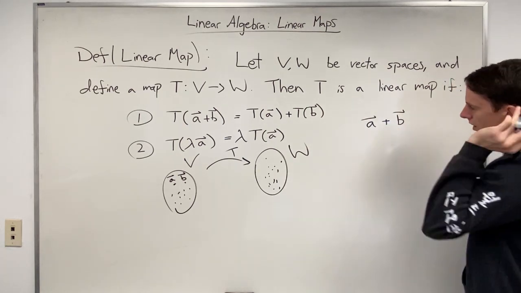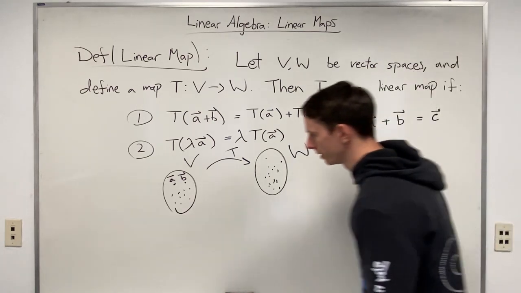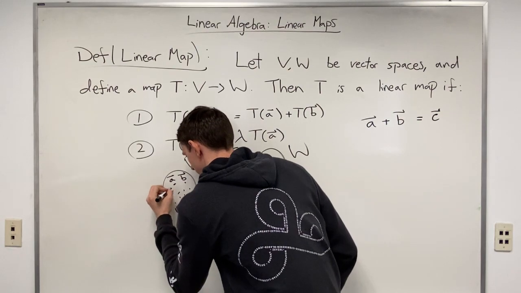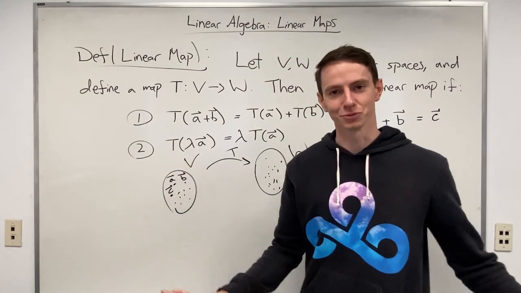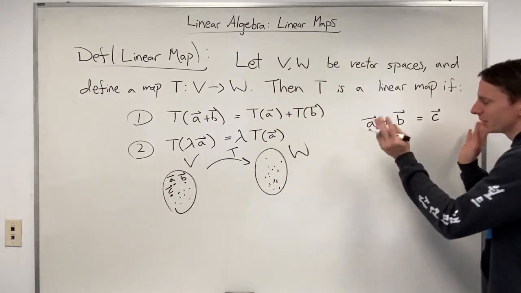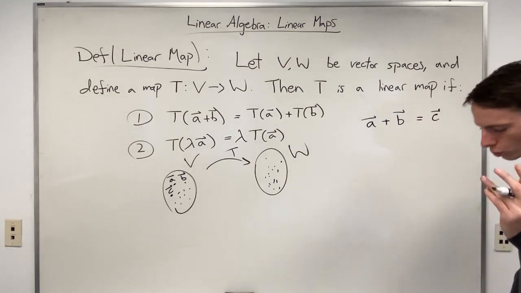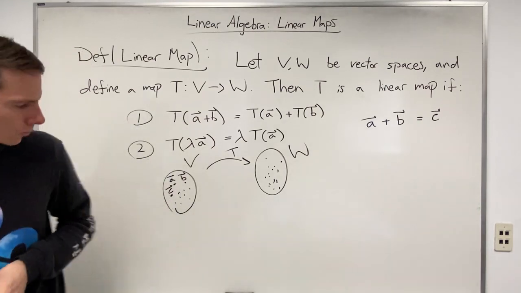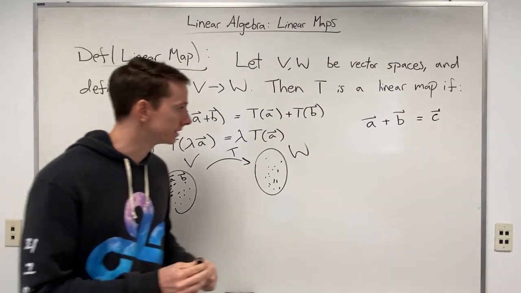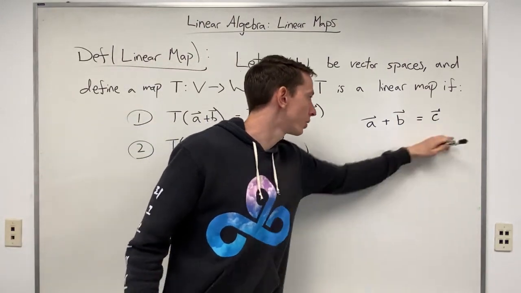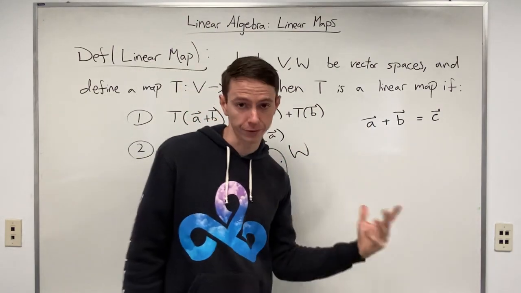Maybe when these two vectors add, they add up to some third vector, C. I don't want to put too many letters because I didn't draw the bubbles big enough, but maybe A and B add up to this third vector, C. What we care about with this linear map T is what happens if we apply T to this equation, which we got simply from asking how vectors interact. They interact just by how they're defined, through vector addition.